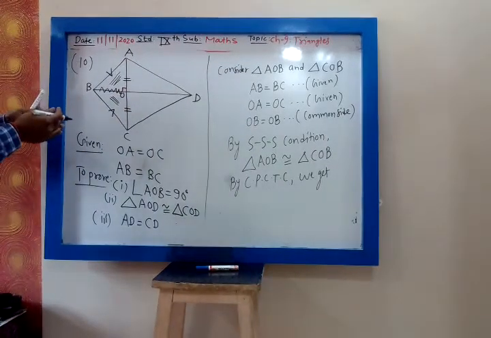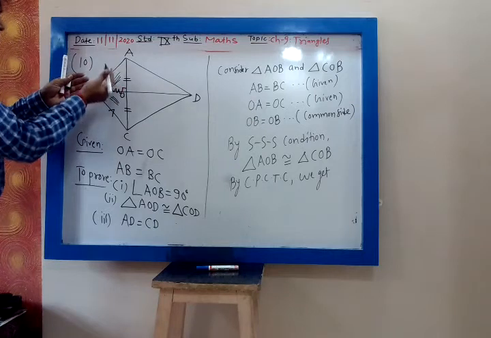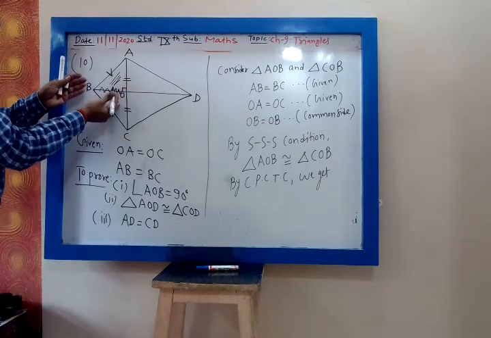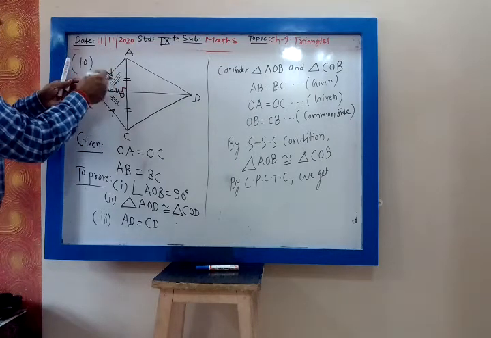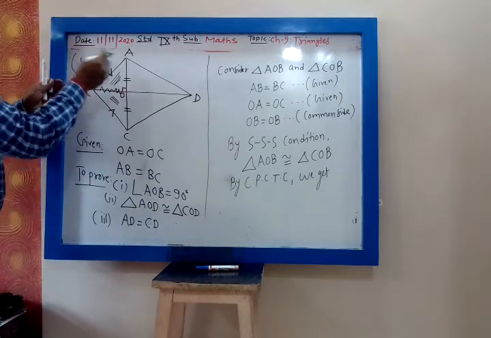How is CD equal to AB? We have considered these two triangles, so all three sides are equal. Now we talk about equal angles.